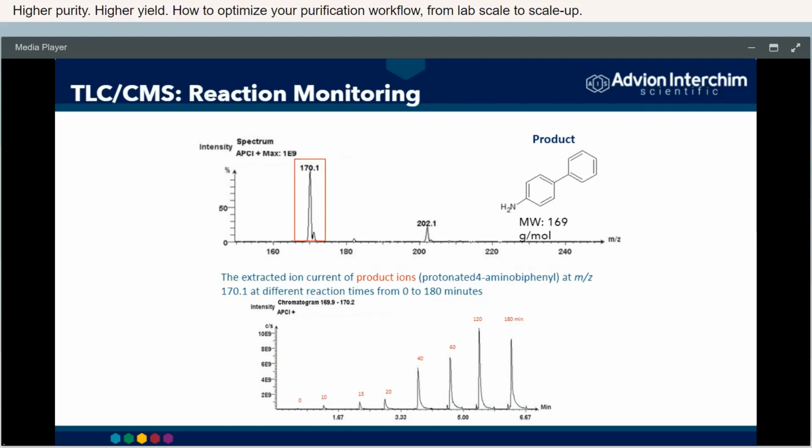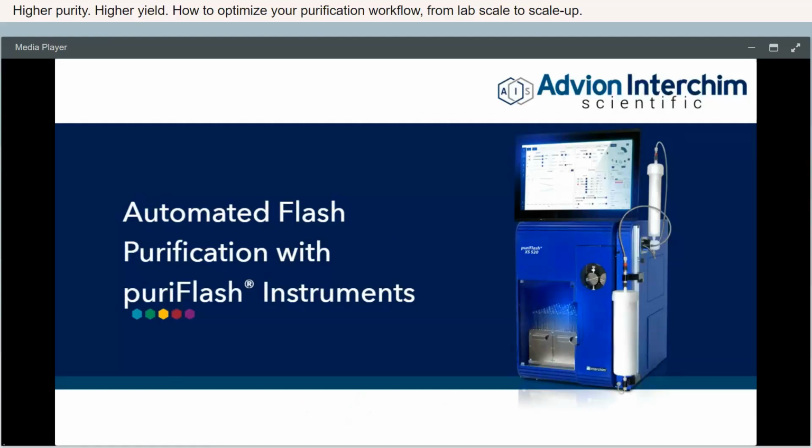Okay, so now that we've made our product, we were able to monitor it with the Plate Express. Now we need to work up the reaction and then purify. And this is where our friend the XS520 comes in. So this is an automated flash purification instrument.